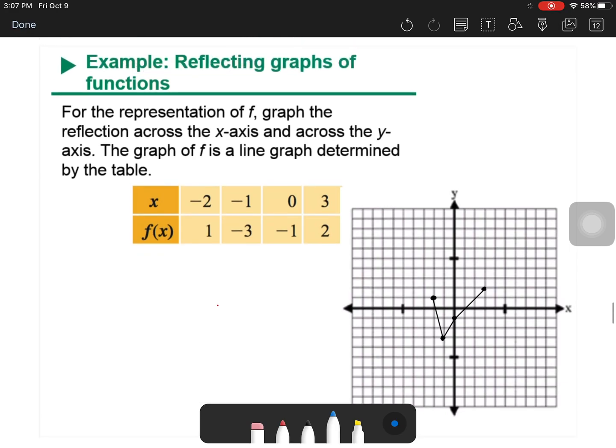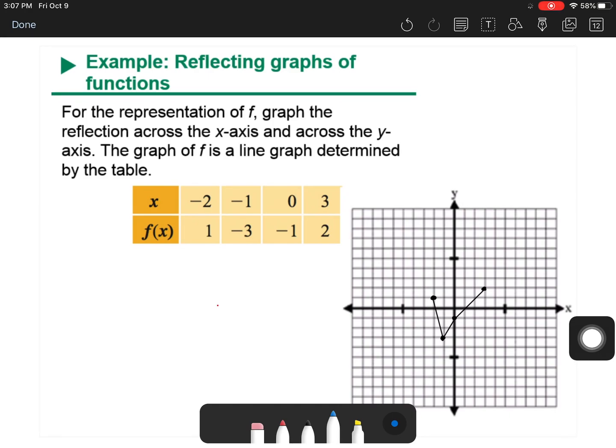Okay, so for this example, again, it's a line graph, dot to dot. For the representation of f, graph the reflection across the x-axis and across the y-axis. The graph of f is determined by this table, and so I just took these ordered pairs, and that's where I got those 4 dots and connected them.